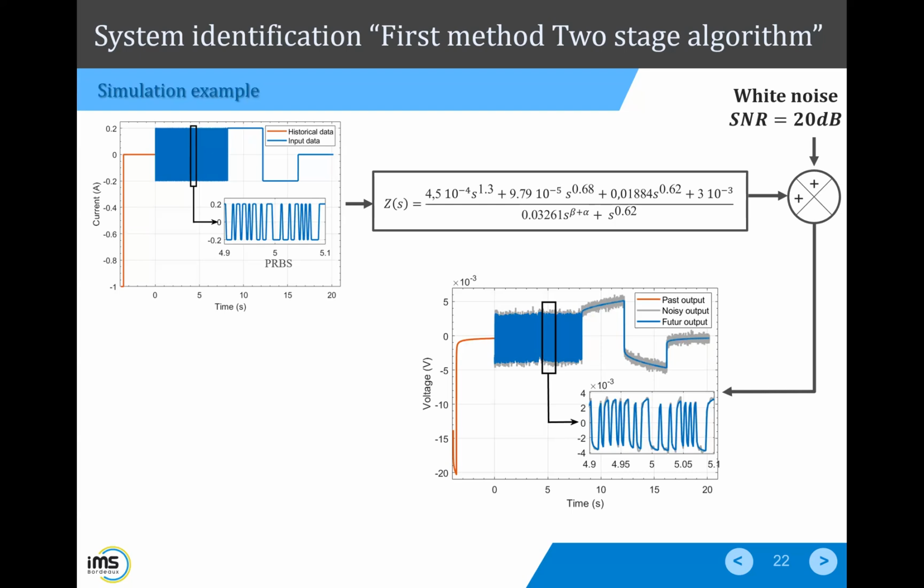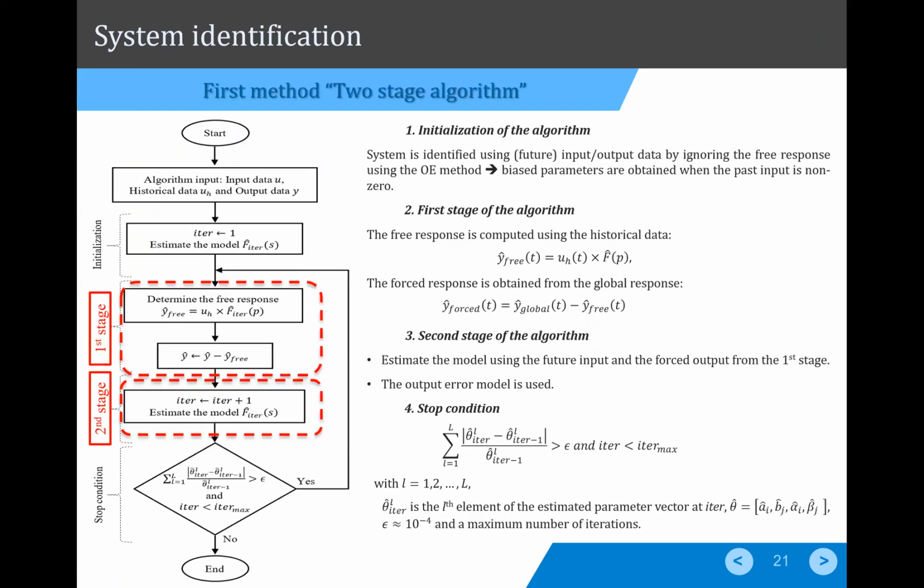Can you speak about the first technique and then the second one? Yeah. Can you go back to the algorithm on the first technique? So here, firstly, the algorithm takes as input the historical input data, the future input data, the PRBS and the signal to charge and discharge, and also the output data. So from the output data and the historical data, we determine the free response.